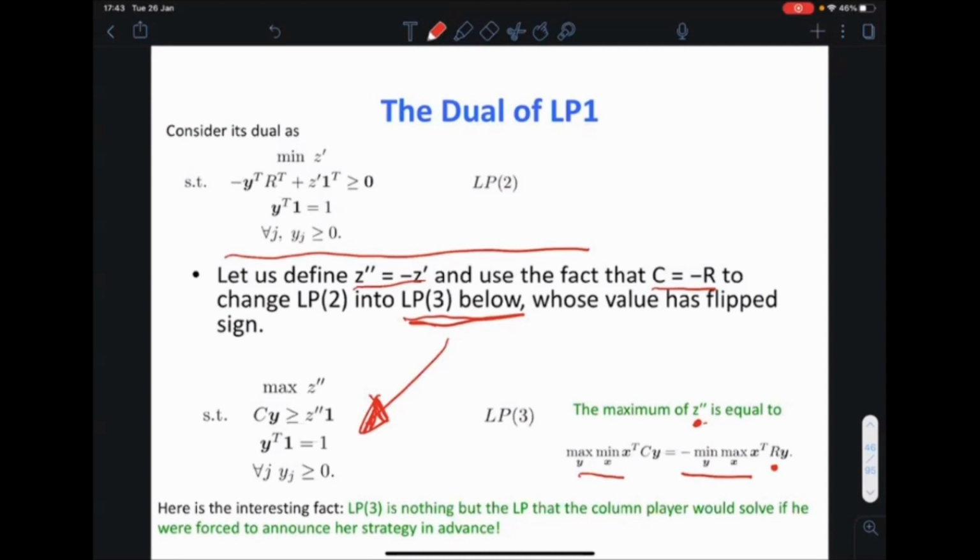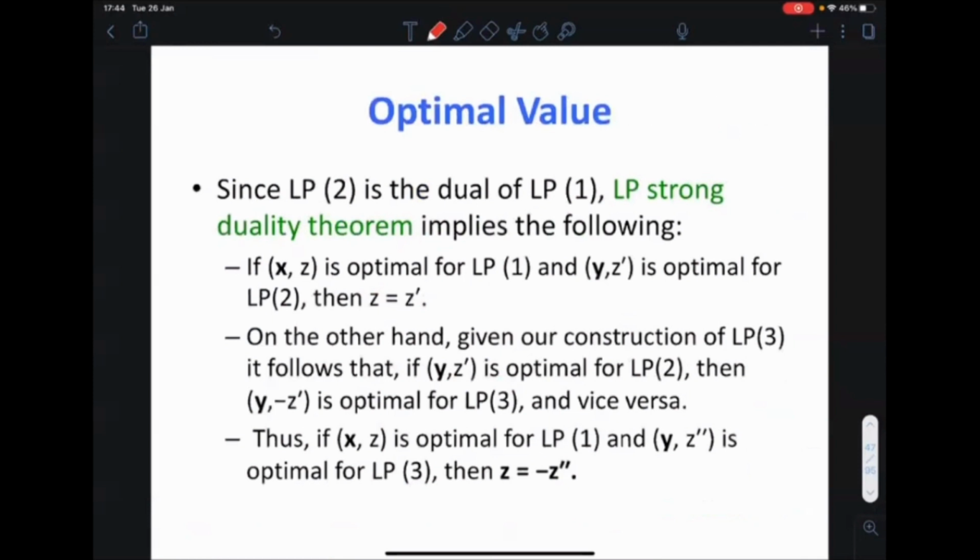So LP3 is nothing but the LP that the column player would solve if they were forced to announce their strategy in advance. It is really exactly the same as we just said: there's an LP problem for the row player and an LP problem for the column player. Since LP2 is the dual of LP1, the LP strong duality theorem implies that the solution you got, Z, is equal to Z prime.